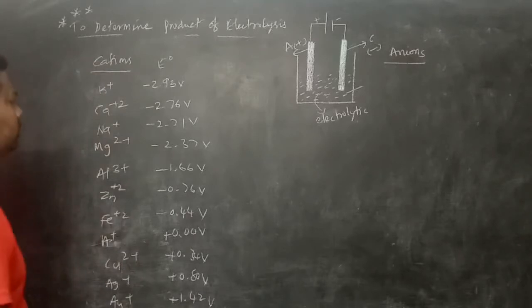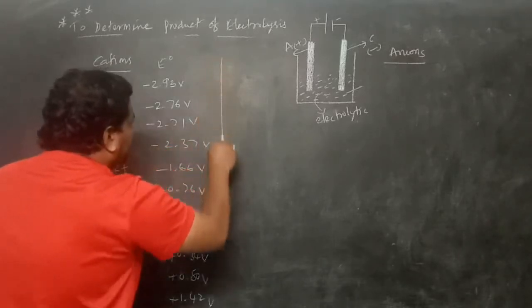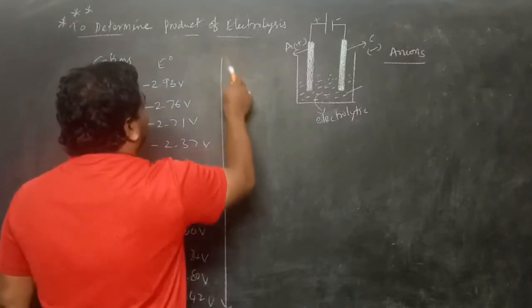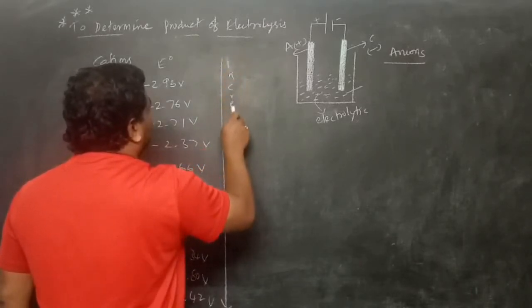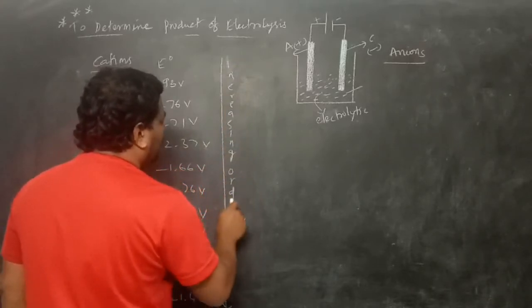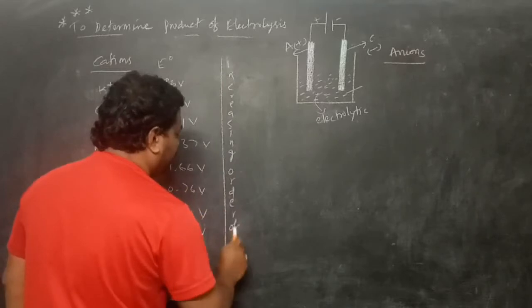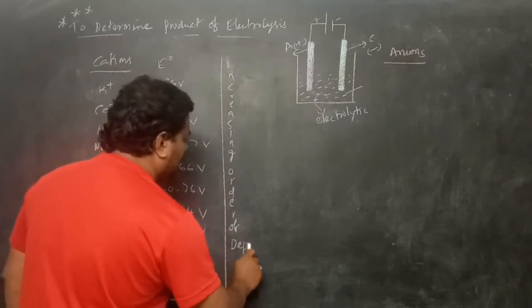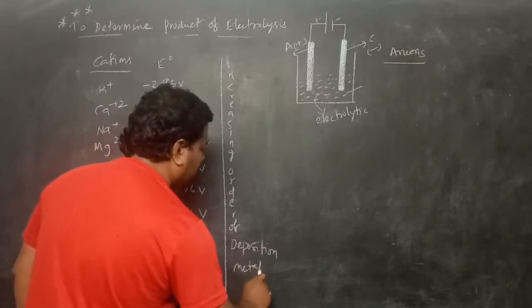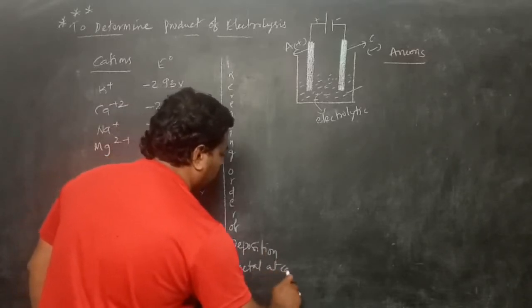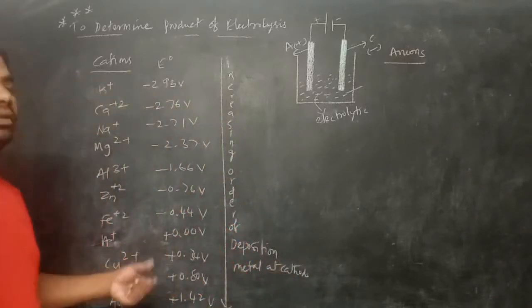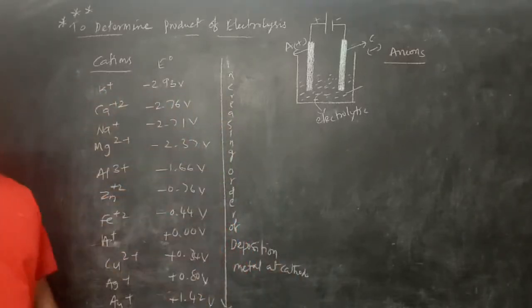So here is the increasing order of deposition of metals at the cathode. These metals will be deposited at the cathode.